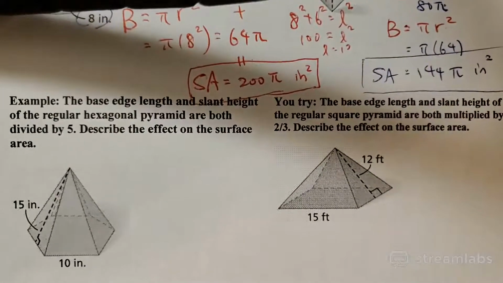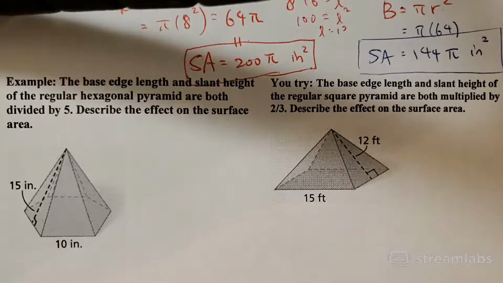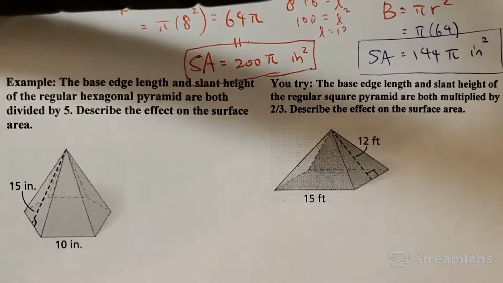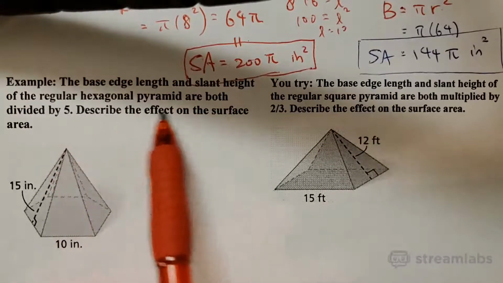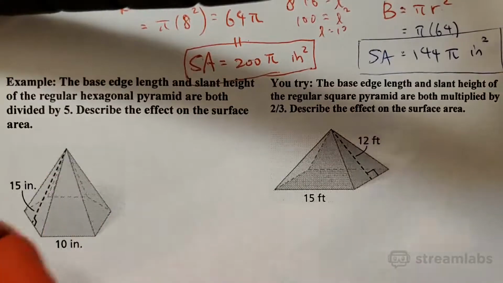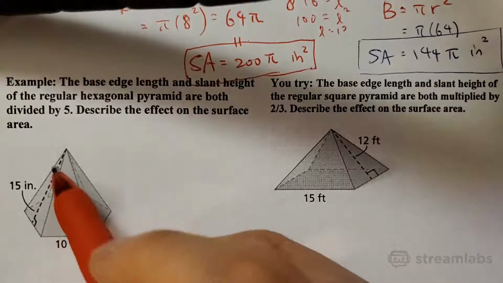So, last part I want to talk about before we do some challenge, well, not even challenge. It says the base edge length is 10 and the slant height of the regular hexagon are both divided by 5. So this divided by 5, this divided by 5. Describe the effect on surface area. So we're not even going to calculate it, okay? I'm going to kind of tell you what happens.